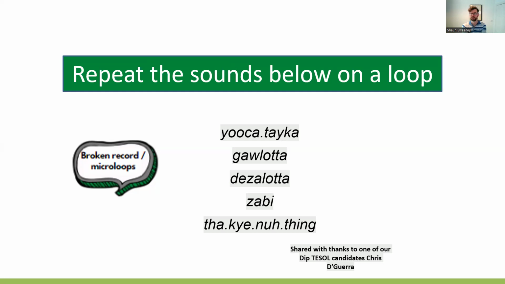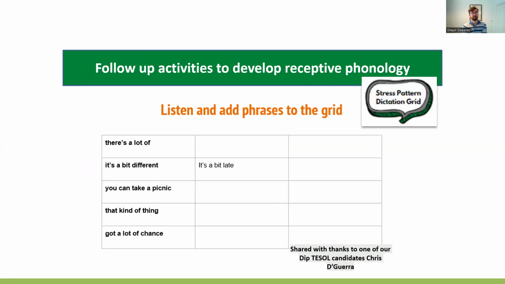Which leads on to another technique, the broken record technique, or microloop, I've heard it called as well, where you just take one of those sounds and work it around, say it again and again. So you could take it, you could take it. You could do that quietly, whispered, or out loud, but really trying to strengthen those memory traces so that you can more rapidly access that possible sound shape for that cluster of words. There's a lot of playing around with the sounds.